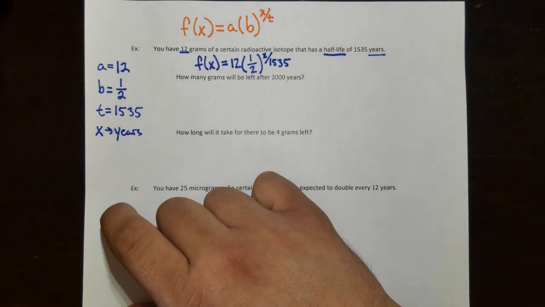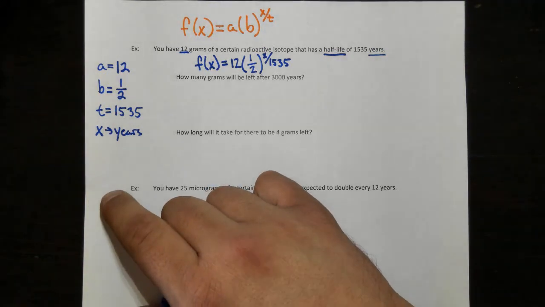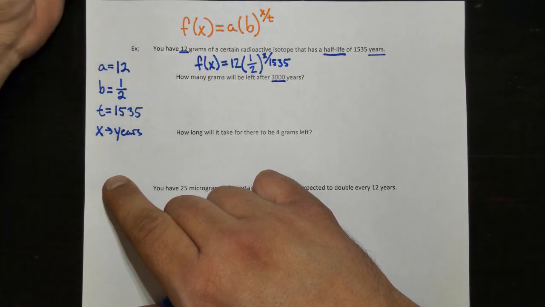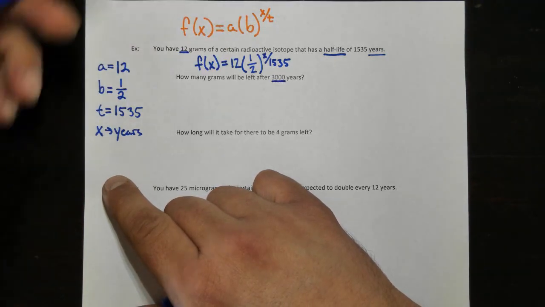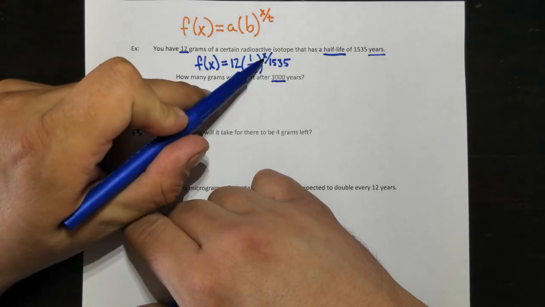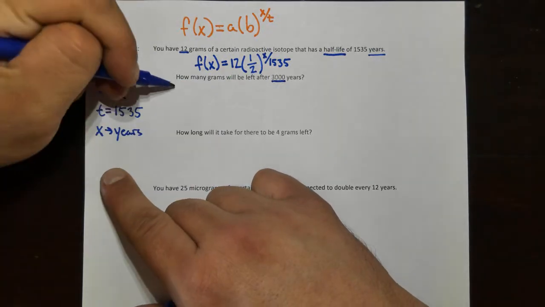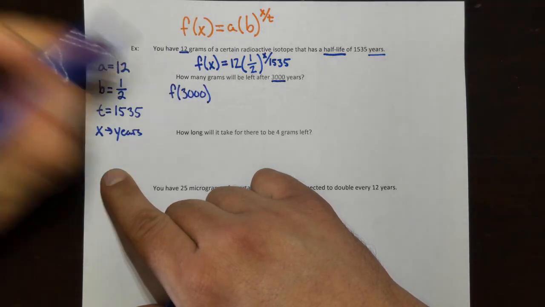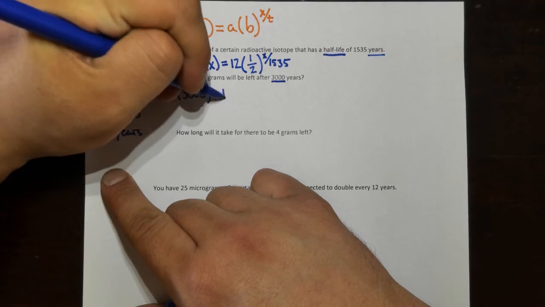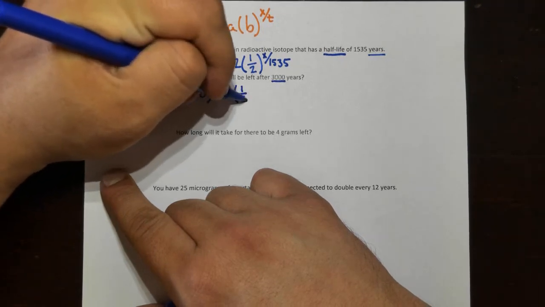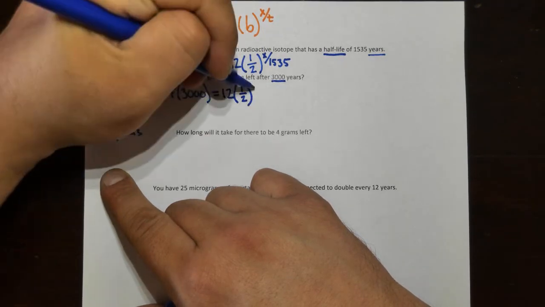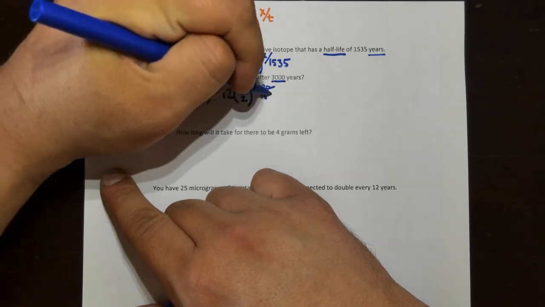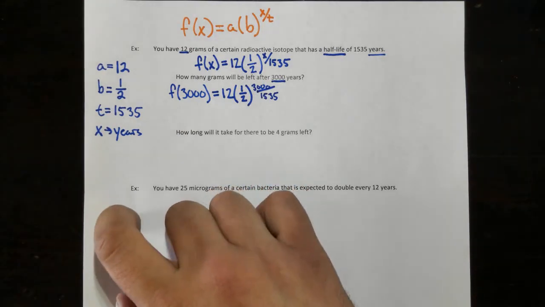How many grams will be left after 3,000 years? Well, what kind of number is the 3,000? The 3,000 is in years, so it's going to be an x value. So what we're going to do is plug in 3,000 for x. So we can say f of 3,000, remember that just means I'm plugging in 3,000 for x, is equal to 12 times 1/2 to the 3,000 over 1535 power.